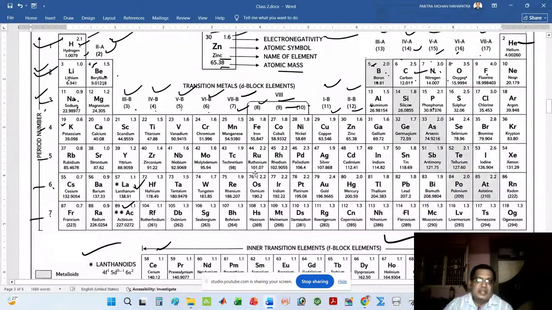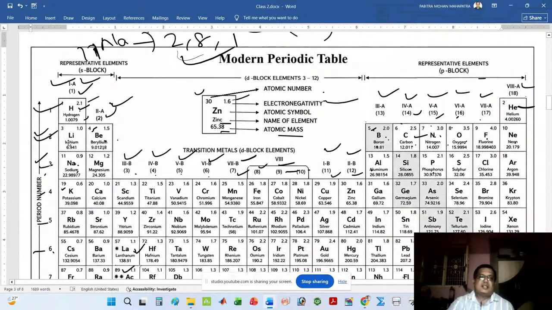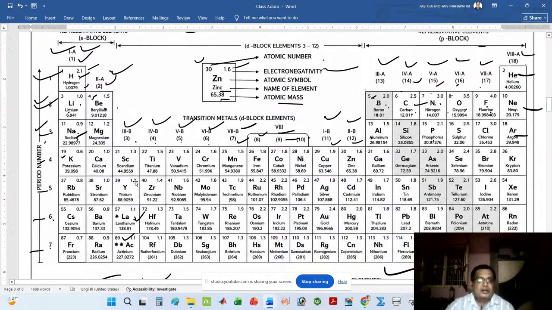Next, if you think about the second period, the elements start from lithium and end at neon. How many elements are present? That is 8 elements: 1, 2, 3, 4, 5, 6, 7, 8. This is your second period. If you think about the third period, again 8 elements are present, starting from sodium and ending at argon. If you think about the fourth period, look at that.